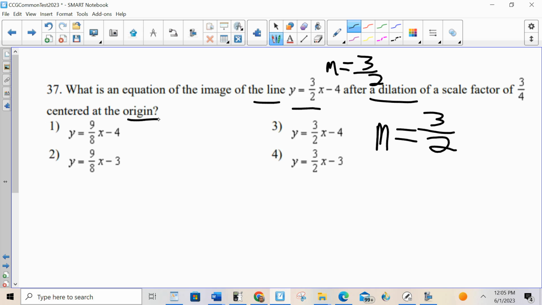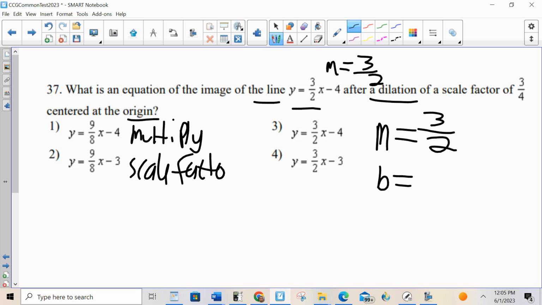Origin, multiply scale factor and b. If it's centered at the origin, we're multiplying the scale factor in b. Just like earlier, when I dilated a shape centered at the origin, I multiplied the scale factor in the coordinates. For line dilations, I'm multiplying the scale factor in b.